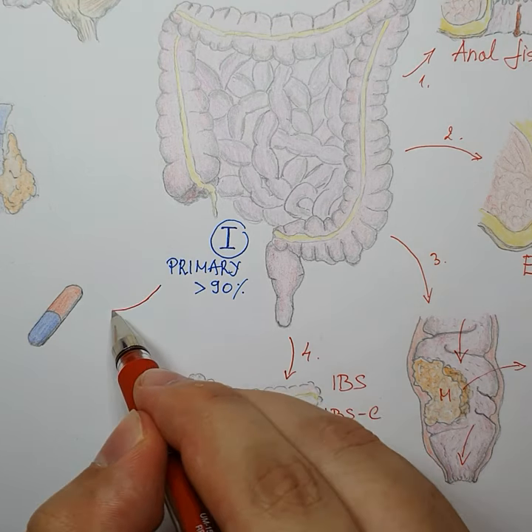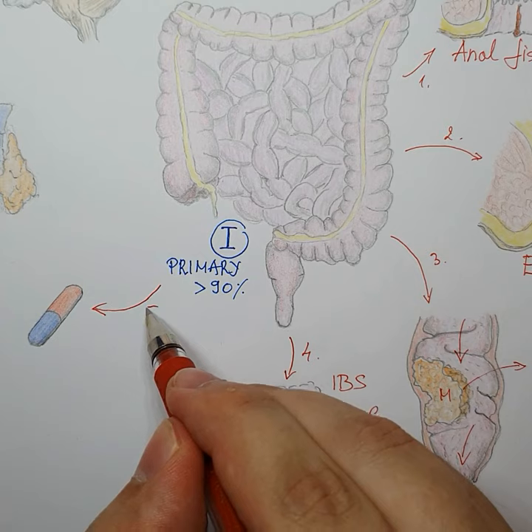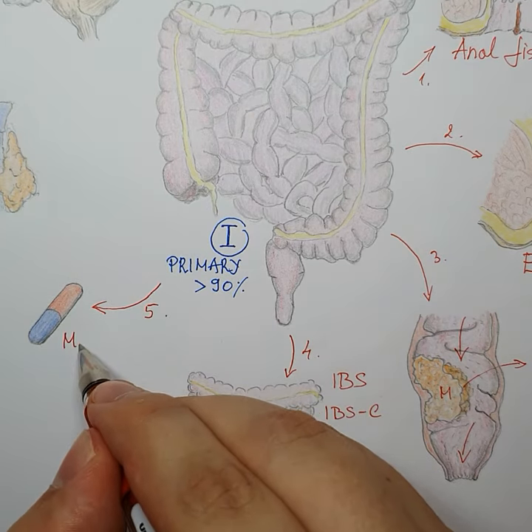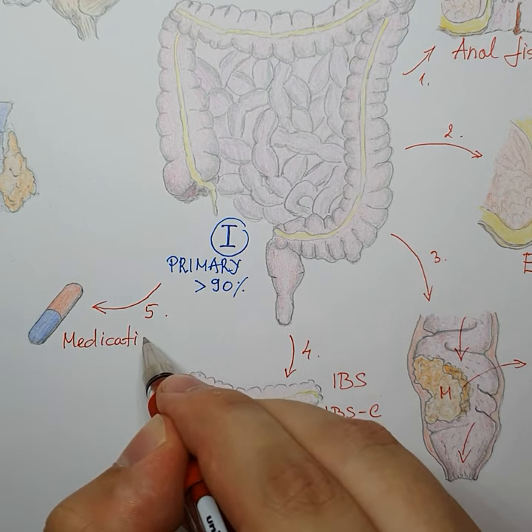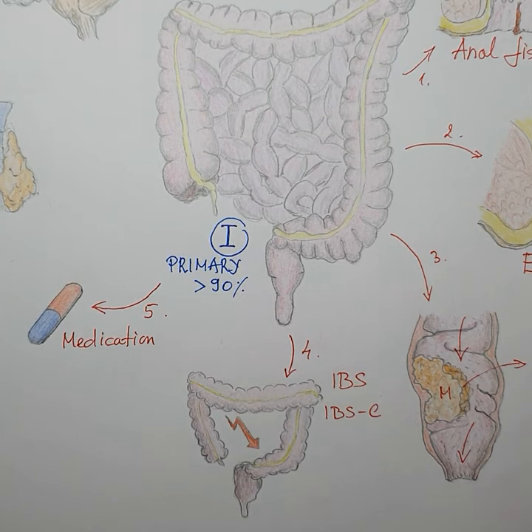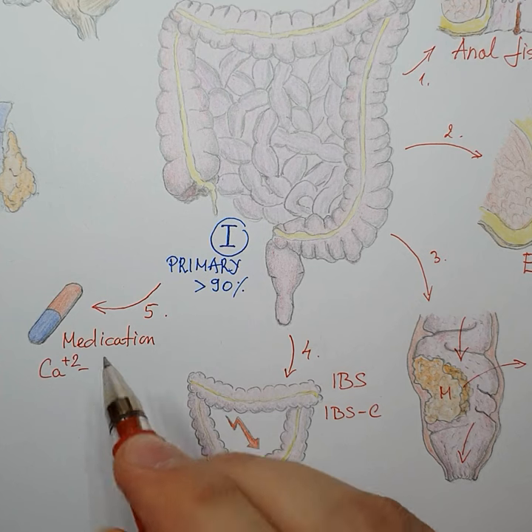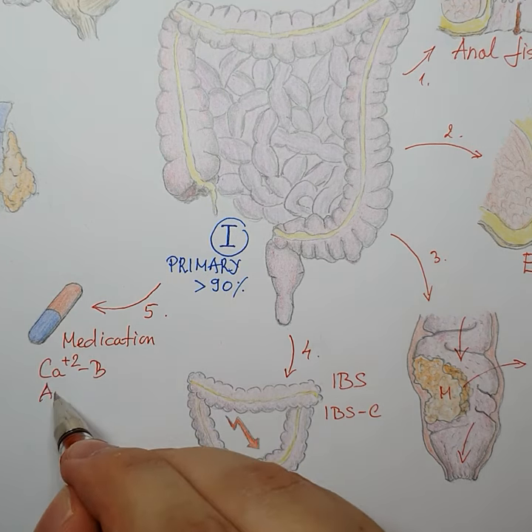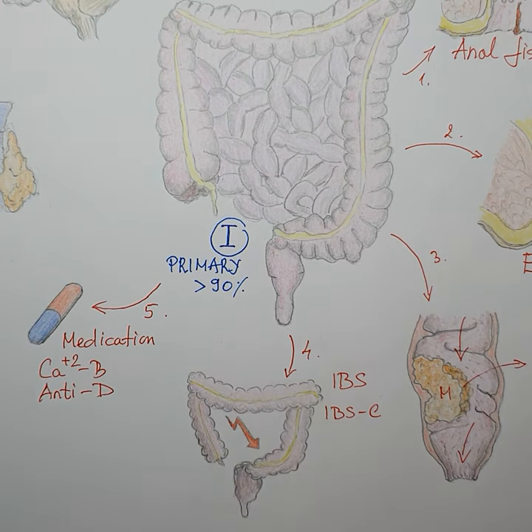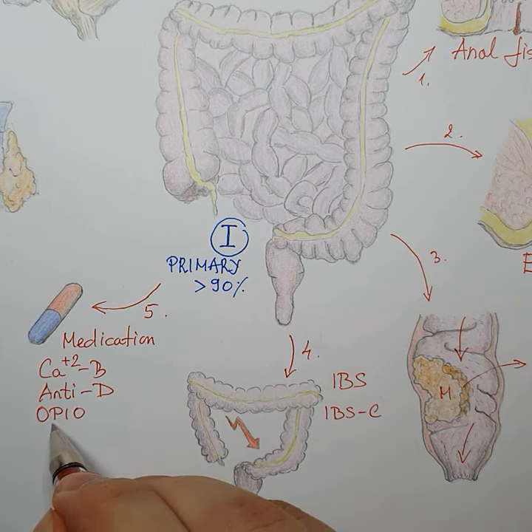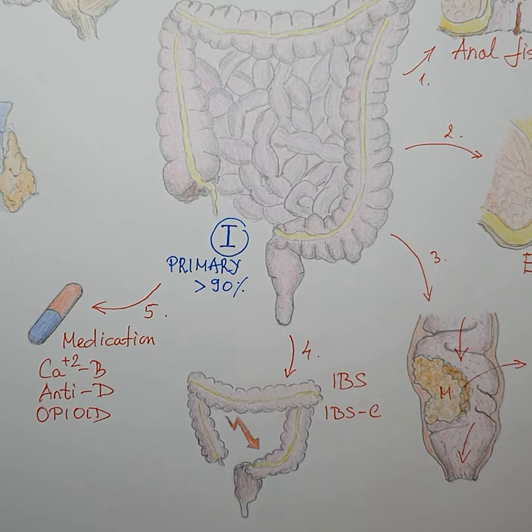Then a very, very important cause of constipation, medication. There are many, many different medications that can give problems with constipation. For example, calcium channel blockers, many antidepressant medicines, and of course a big group, opioid medicines. If they are taken for a longer time, they will definitely give problems with stool evacuation, and these patients will definitely have a problem with constipation. Also, patients that abuse opioids always have some laxatives with them.